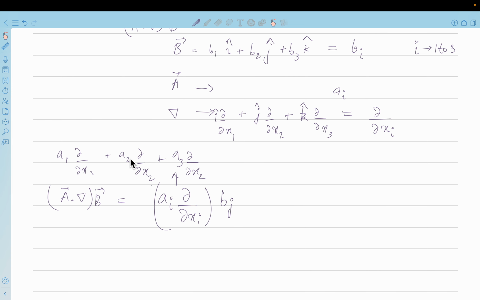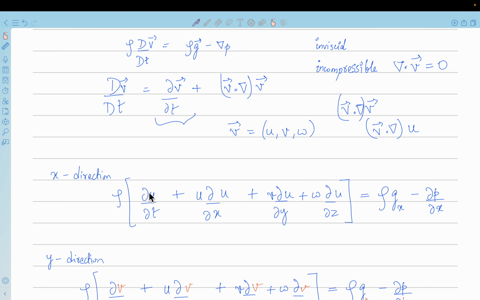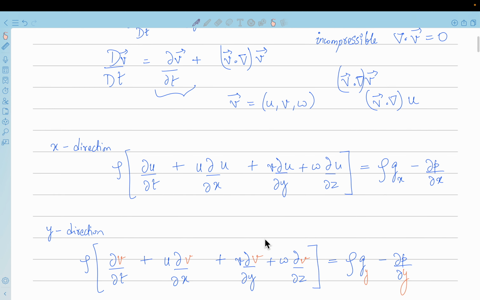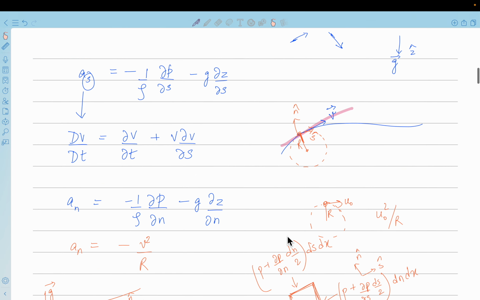So this entire operator can act on B1, B2, B3. Remember, if you go back, this is how we wrote it: U dou by dou x, V dou by dou y, W dou by dou z. All of these are acting on U. And then the same terms, U dou by dou x, V dou by dou y, W dou by dou z, all of these are acting on V. So the same thing is happening here.